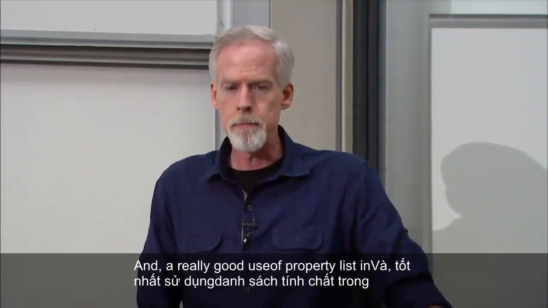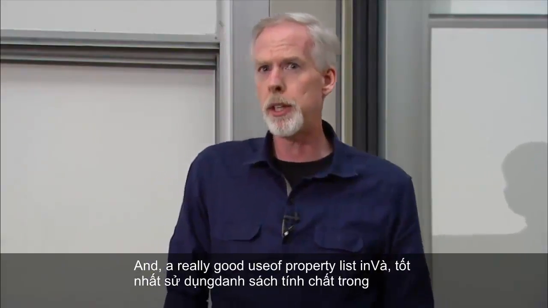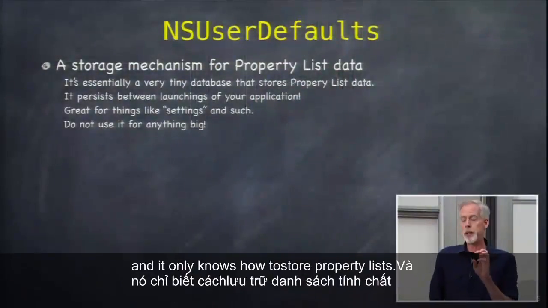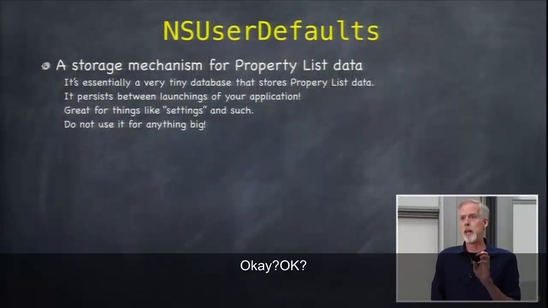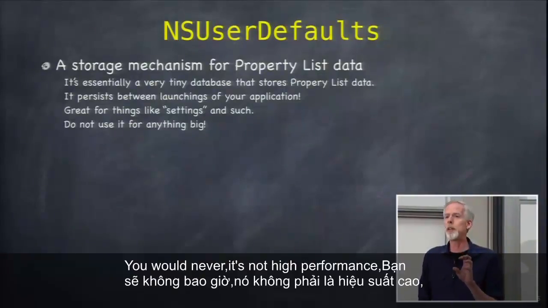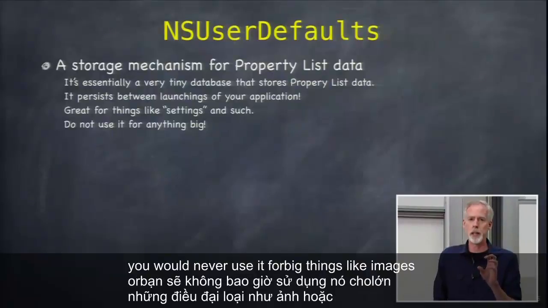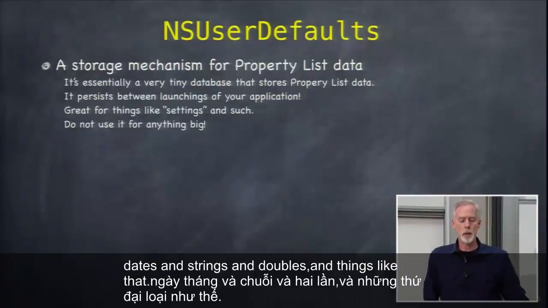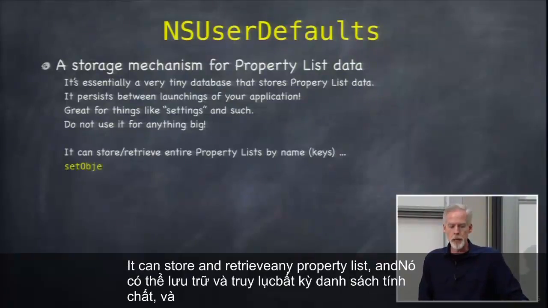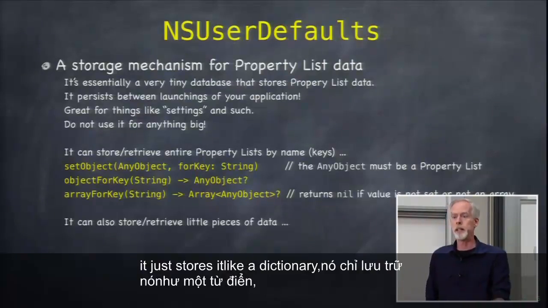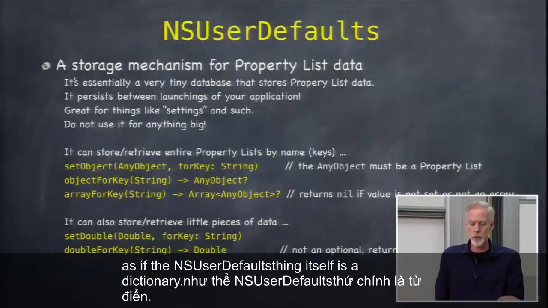And a really good use of property list in iOS is NSUserDefaults. So NSUserDefaults is like a really tiny little database, and it only knows how to store property lists. Okay? And it's really for things like settings and preferences, stuff like that. It's not high performance. You would never use it for big things like images or anything like that. Just property lists, you know, dates and strings and doubles and things like that. It can store and retrieve any property list, and it just stores it like a dictionary, as if the NSUserDefaults thing itself is a dictionary.